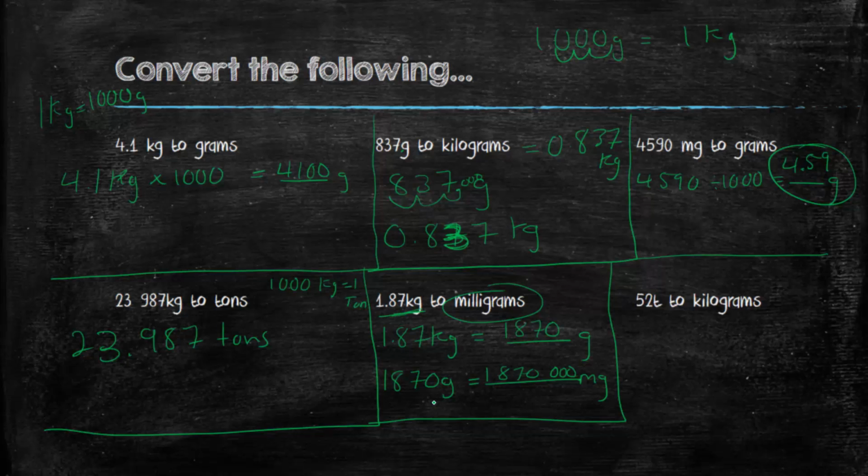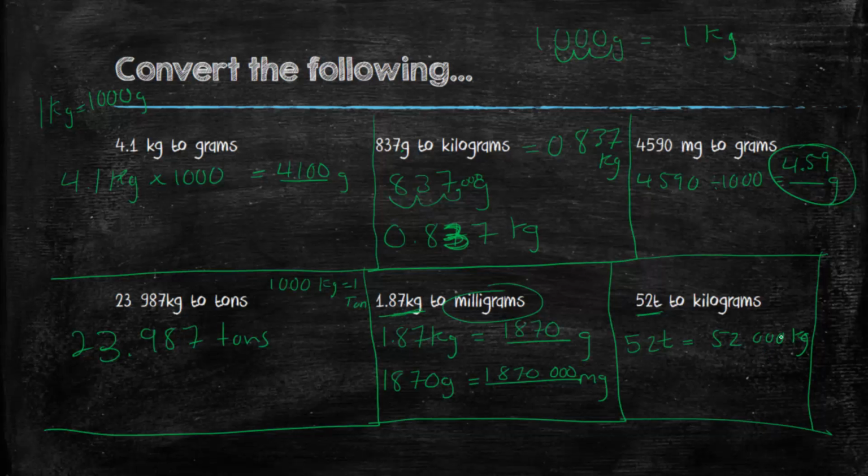So we'll get 1,870,000 milligrams. Yes, let me read that again. 1,870,000 milligrams. So 1.87 kilograms equals 1,870,000 milligrams. Lastly, 52 tons to kilograms. Well, we know the relationship between tons and kilograms is by 1,000. We have to multiply this by 1,000. So 52 tons equals 52,000 kilograms. Cool? Pretty easy, right?